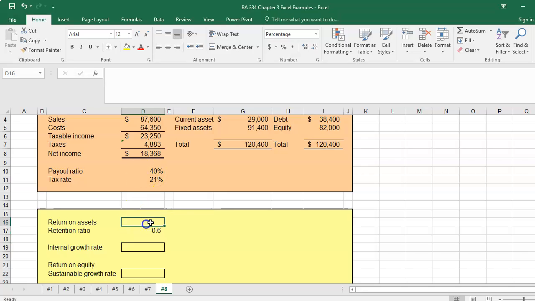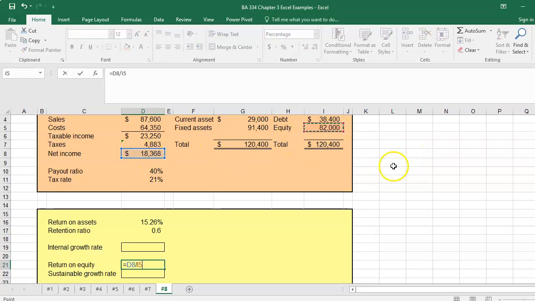We also need to know what our return on assets is. The return on assets is net income divided by total assets. And our return on equity. Return on equity is net income divided by total equity.